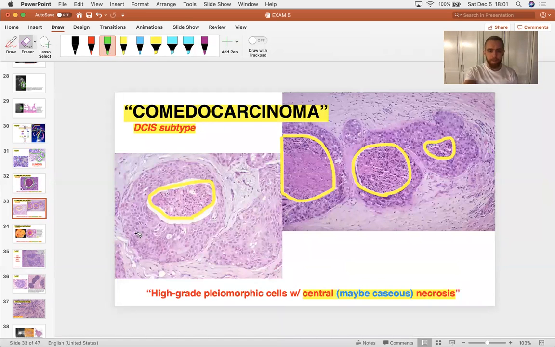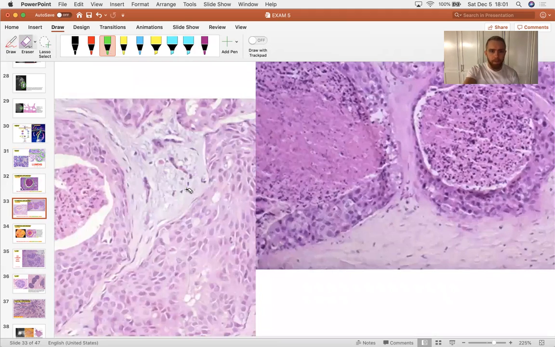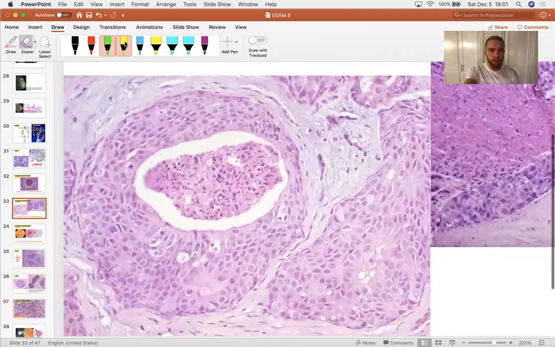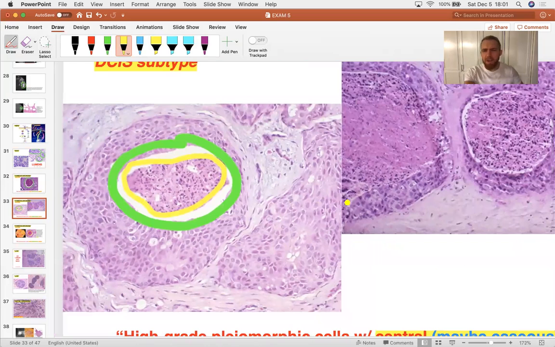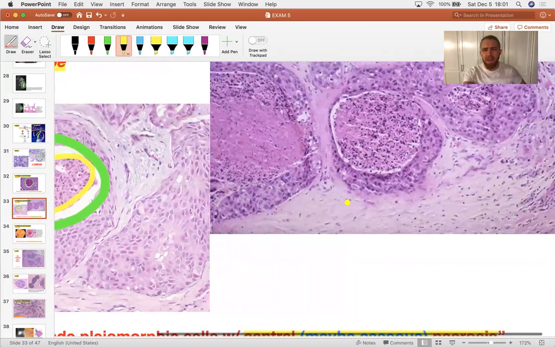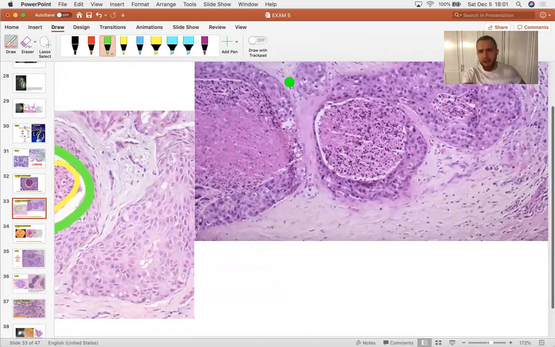More examples here. Necrotic cells all up in the middle. There is clearly, on the left here, a lumen in the middle of these proliferating hyperplastic cancerous cells. But within that lumen, we see a bunch of crud, just cellular debris, carnage. That indicates the comedocarcinoma.